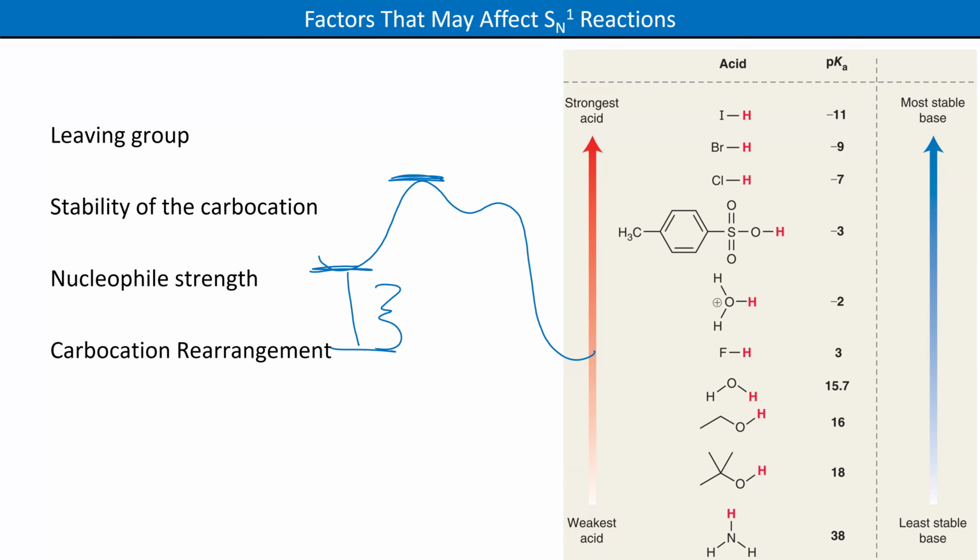For SN2 reactions, it absolutely matters. This is one of the other big differences that we have to keep in mind. Because the SN2, it all happens at once, so it's going to affect that first one, right? Exactly. Because the SN2 is concerted, nucleophile strength does make a difference.